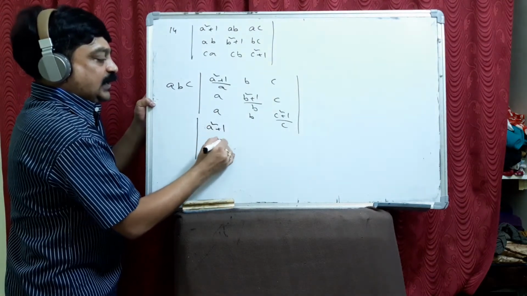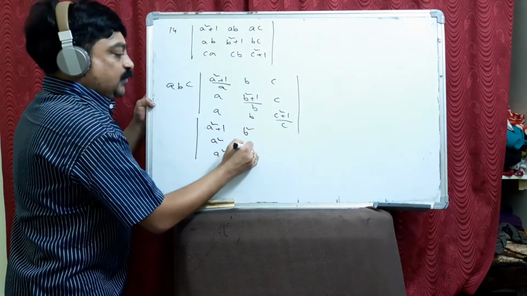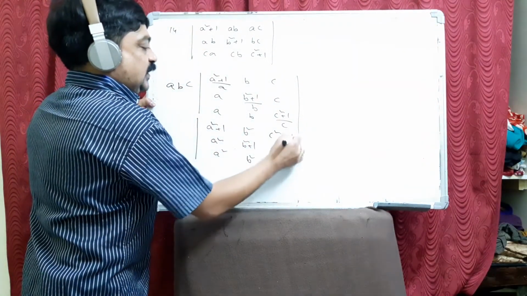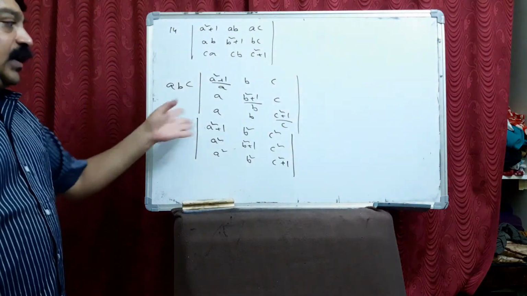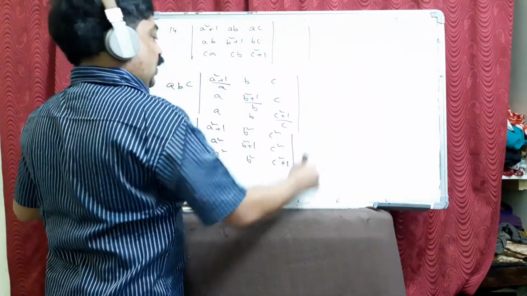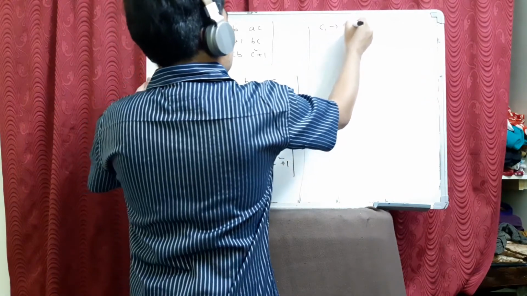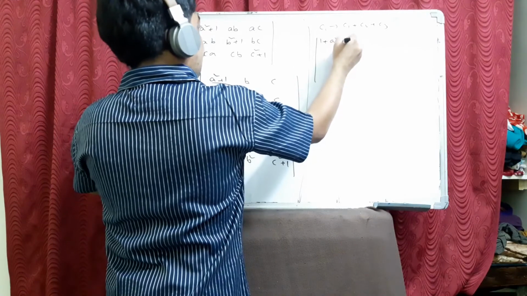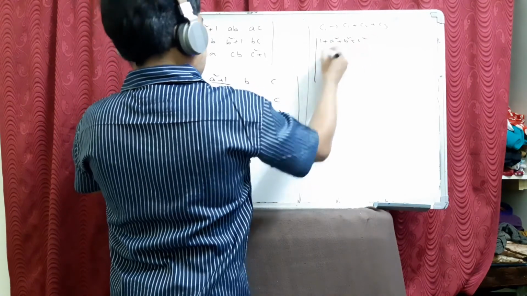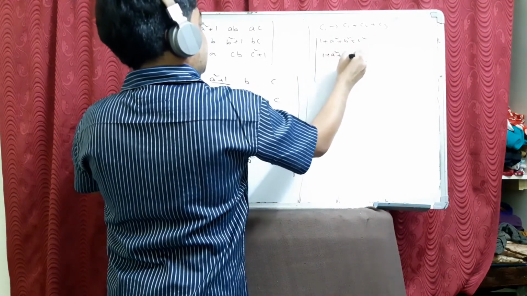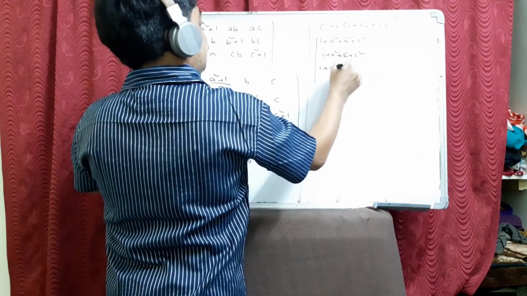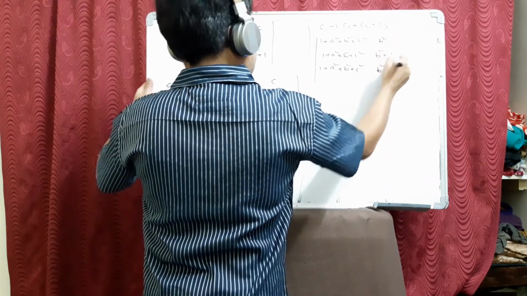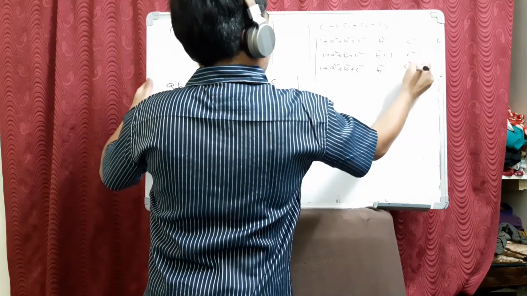A square plus 1, a square, a square. B square plus 1, b square. C square, c square, c square plus 1. Now I think you can get the column, by adding C1 to C1 plus C2 plus C3, you get the required thing in the first column. 1 plus a square plus b square plus c square, three times. It becomes b square plus 1, b square, c square, c square, c square plus 1.